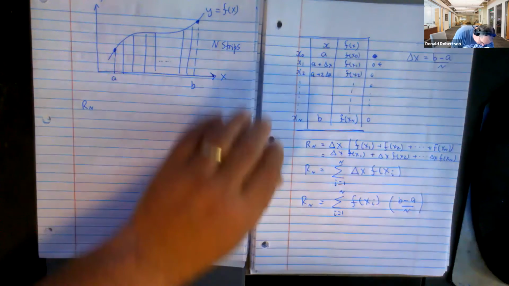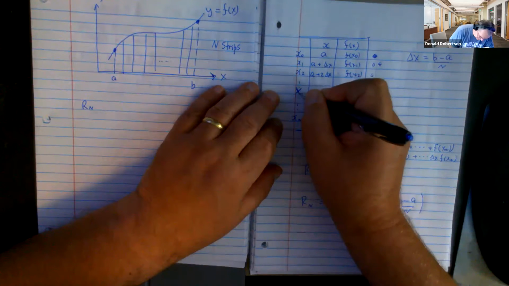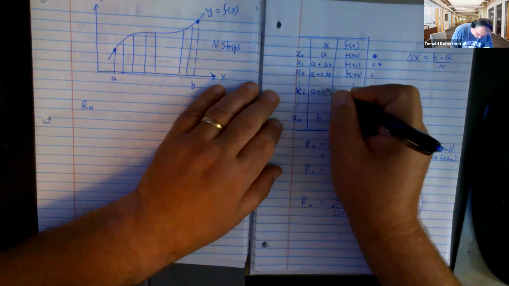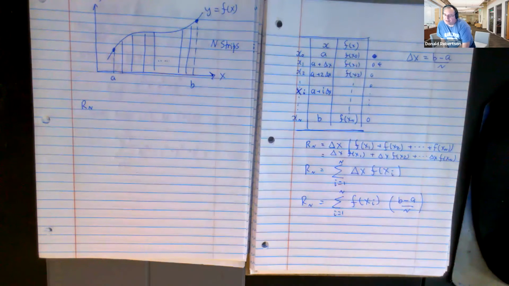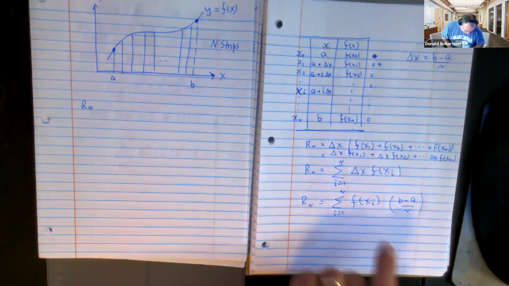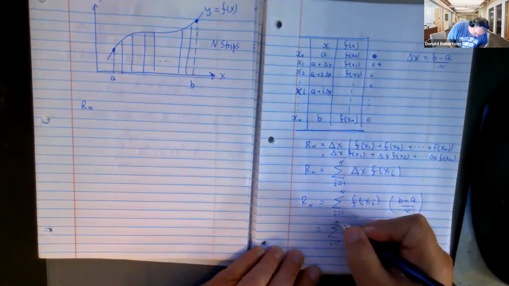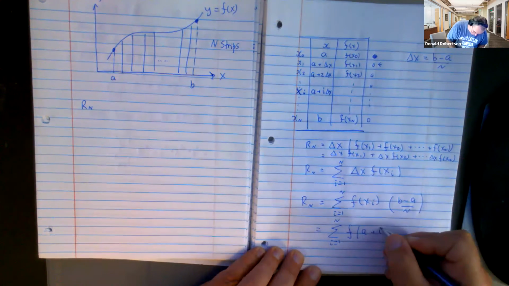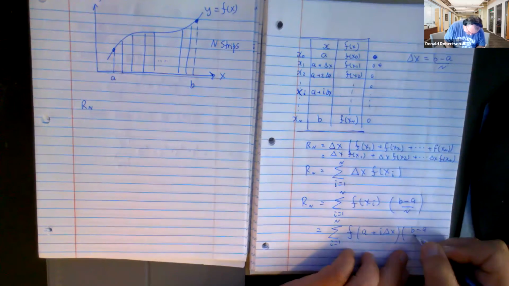If I have a pretend general guy in the middle, I'm going to call this middle term xi. Wouldn't that be a plus i times delta x? You know, like if i was 7, x7 would be a plus 7 delta x's, which means that this guy can now be called sigma i equals 1 to n of f of a plus i times delta x, times b minus a over n.